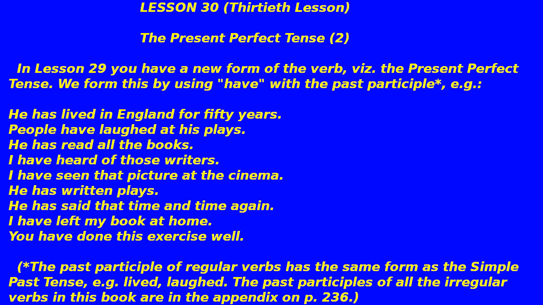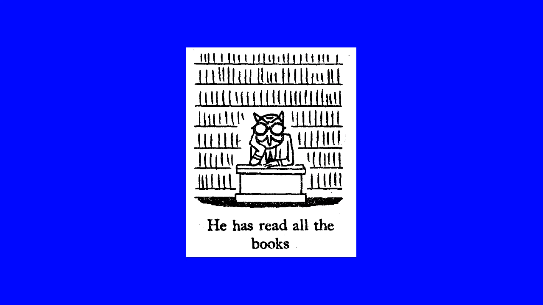The past participle of regular verbs has the same form as the simple past tense, e.g. lived, laughed. The past participles of all the irregular verbs in this book are in the appendix on p. 236. He has read all the books.